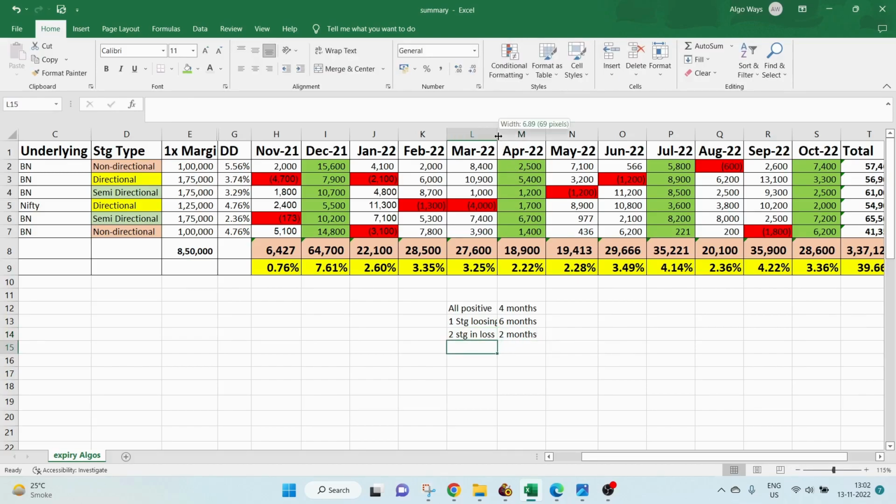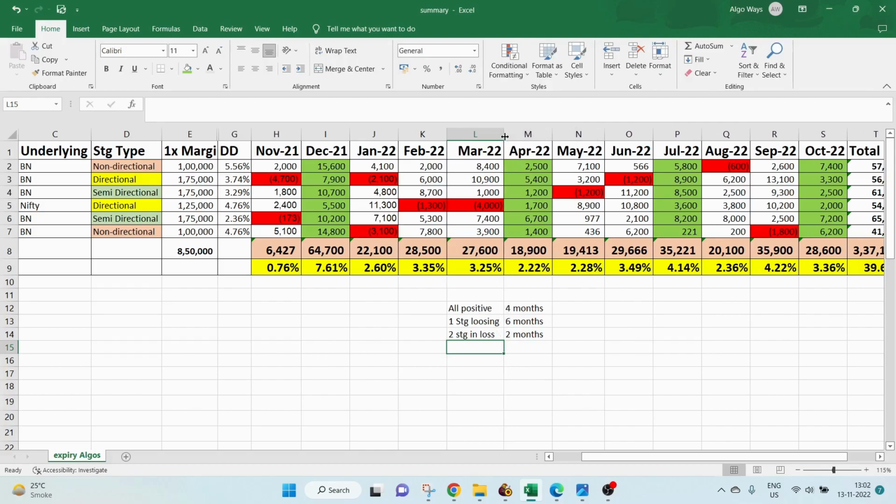So if the deployment is on portfolio level, then we don't have too many strategies losing in the same month. So that is the advantage of deploying diversified, non-directional, directional and semi-directional strategies. Okay, and we can take further decisions also, like if somebody wants to deploy fewer strategies, then he can very well see horizontally which has the maximum red cells.